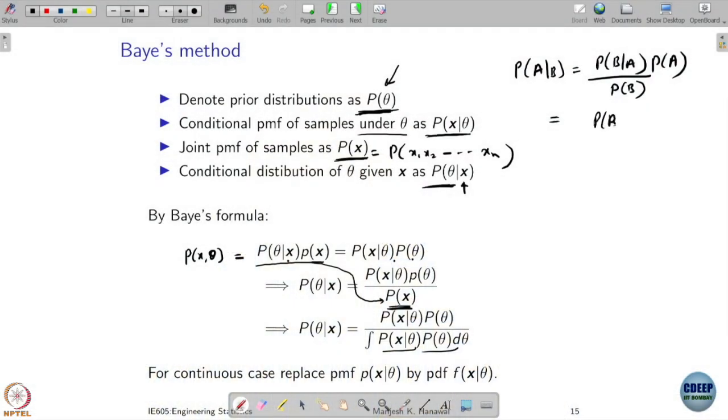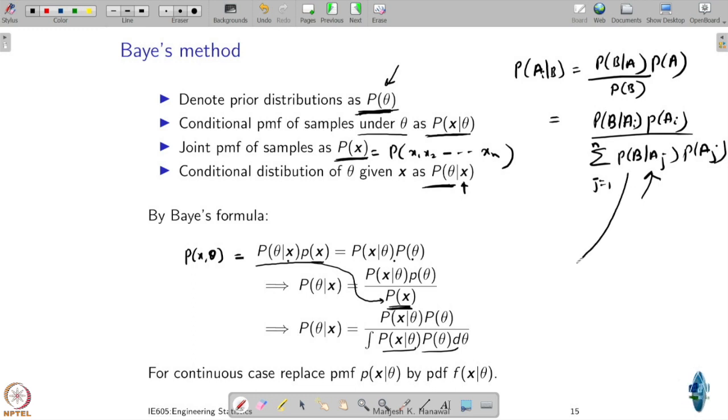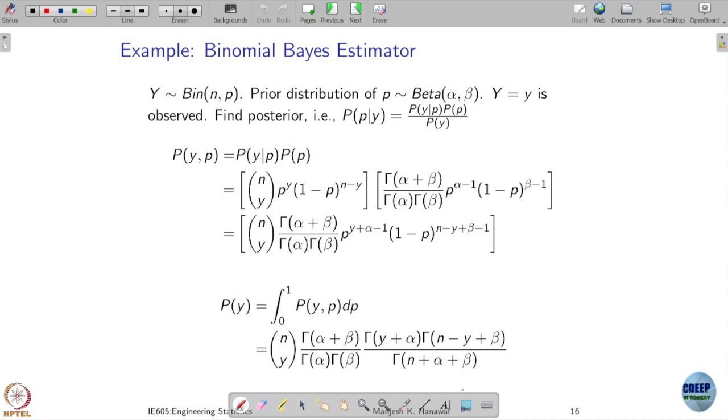Okay, now we also said that if there is a partition here, let's say the A_j's, and I want to condition on some particular thing, I could write this as probability of B given A_j times probability of A_j, where j equals 1 to n. This we call total probability, and then we use our Bayesian formula. Exactly, that's what I'm doing here. I'm assuming this to be discrete here, but if it is the continuous case, replace P by f of x given theta here.